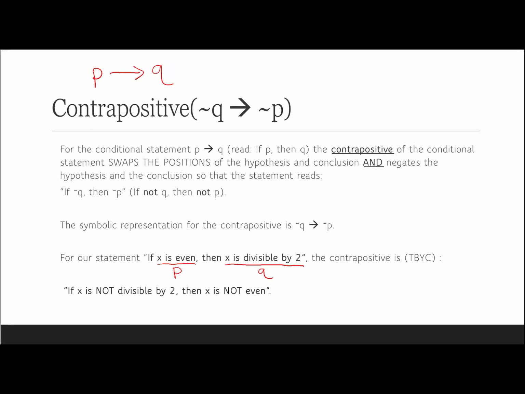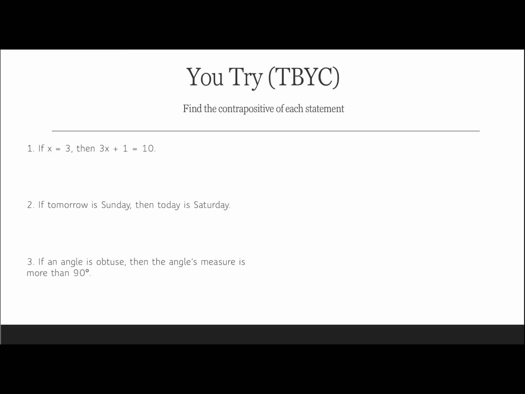Then our contrapositive, I'm going to abbreviate contra. So the contrapositive is if x is not divisible by 2, that's going to be not statement Q, then x is not even, that's going to be not statement P. So notice how we swapped the hypothesis and conclusion and then negated each one of those statements individually. So on this slide, you're going to try to write the contrapositive of each statement and then check your answers.